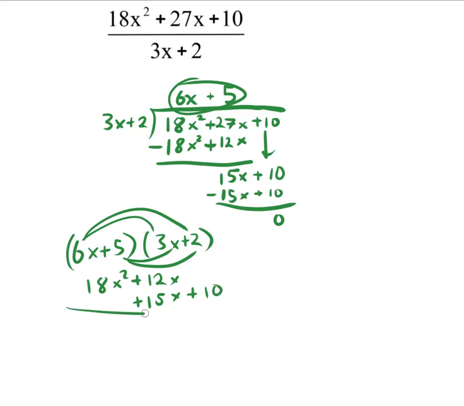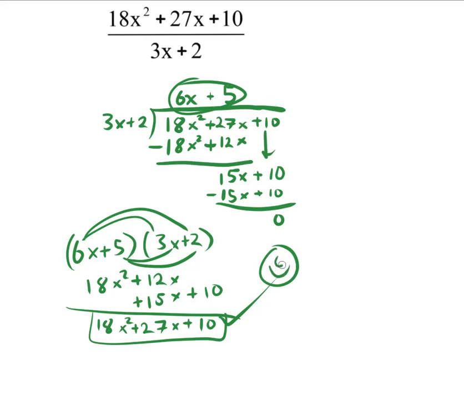And when I add all of that together, I get 18x squared plus 27x plus 10. And that ended up giving me the same answer. And because it gave me the same answer, I know I'm right. So that's my check. Yay! And we can give ourselves a good smiley face. Yay! With one eyeball. Why not?